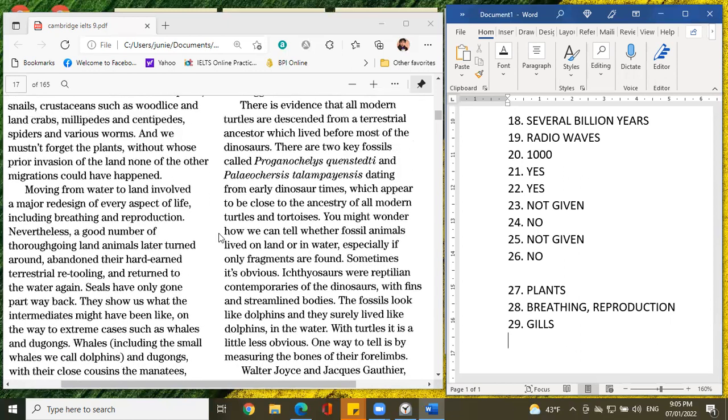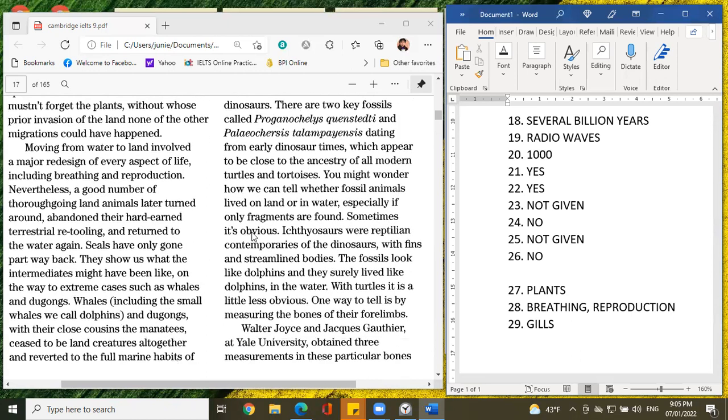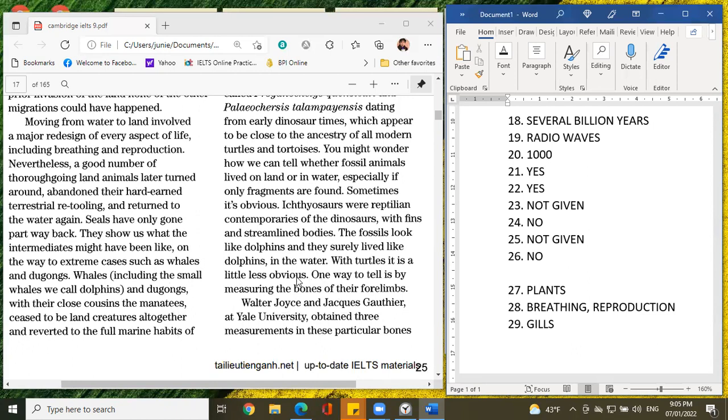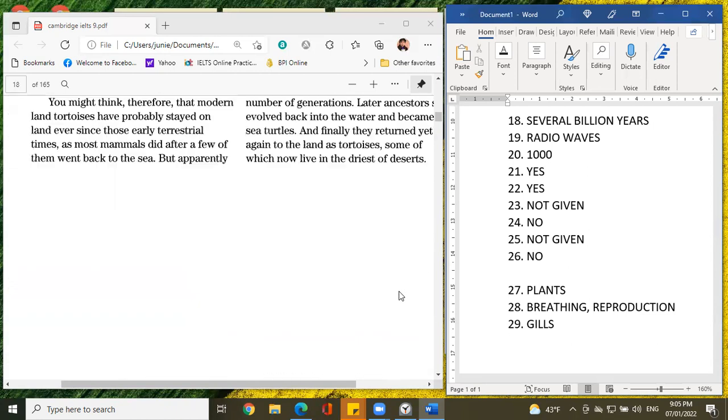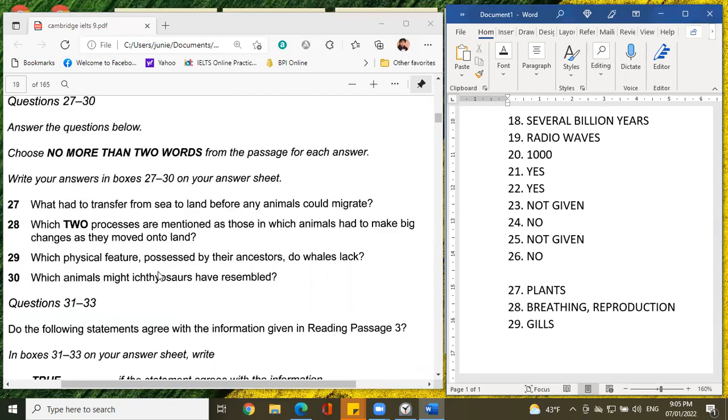You might wonder how we can tell whether fossil animals lived on land or in water, especially if only fragments are found. Sometimes it's obvious: ichthyosaurs were reptilian contemporaries of the dinosaurs, with fins and streamlined bodies, the fossils look like dolphins and they surely lived like dolphins in the water. With turtles, it is a little less obvious. One way is to tell by measuring the bones of their forelimbs. So, ano yung sagot?